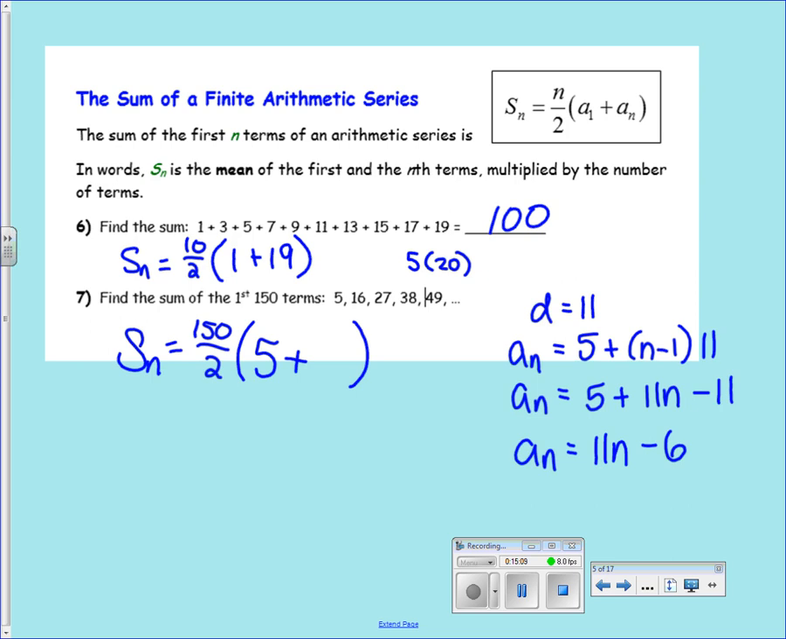Now what do you think we're going to put in for n? 150, yeah. So we're going to do 11 times 150 and then minus 6. And then that will give me my last term. So my last term is 1644.